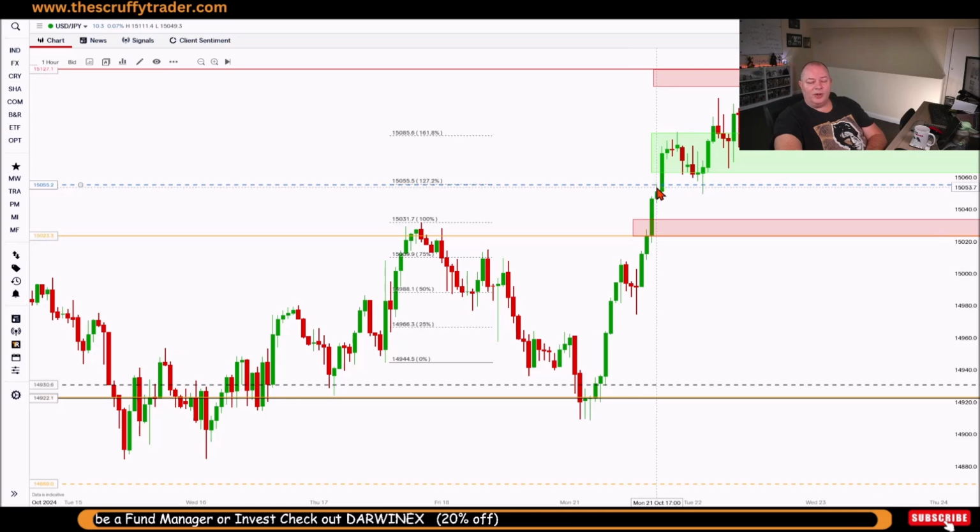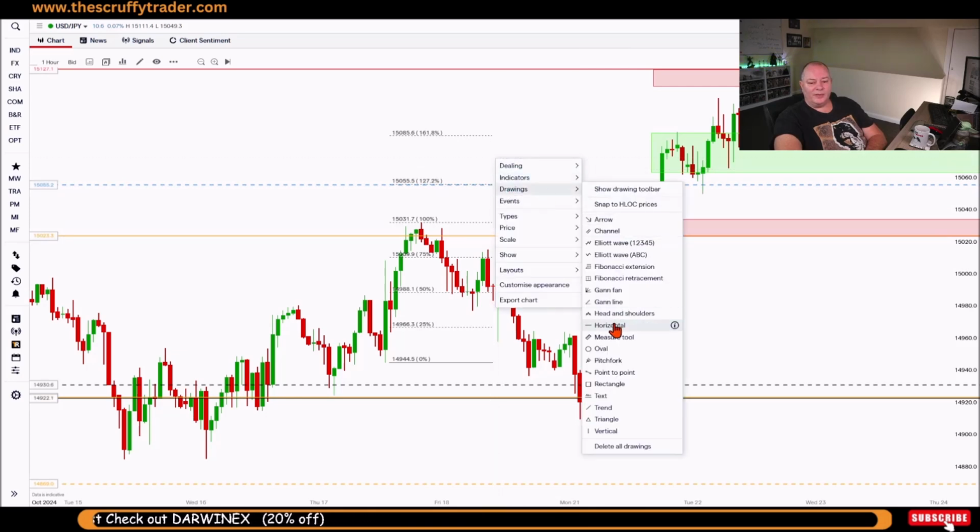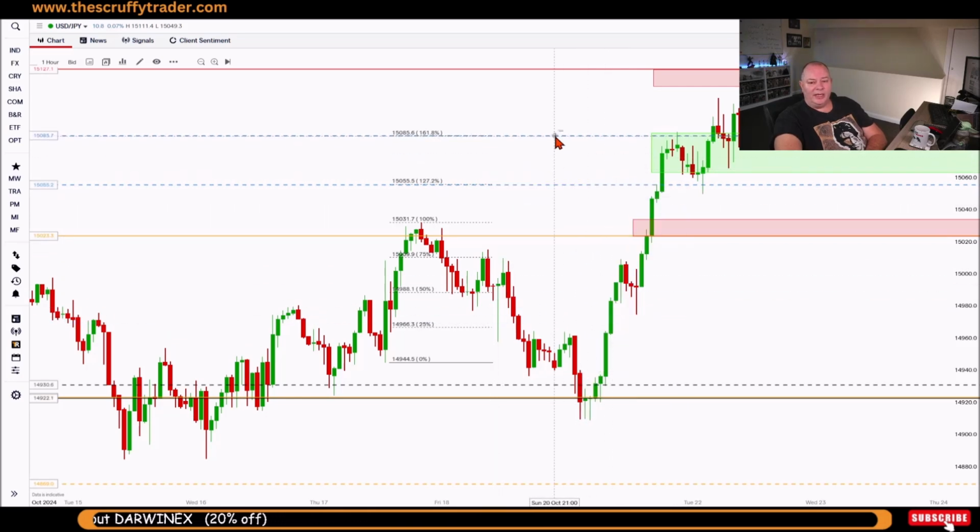It's a key turning point. If it doesn't turn here, it'll follow through to 161 as the next key turning point, which would be here. And again, bang on, boom, and then it consolidated. So this is the one. This is the area of interest, okay?